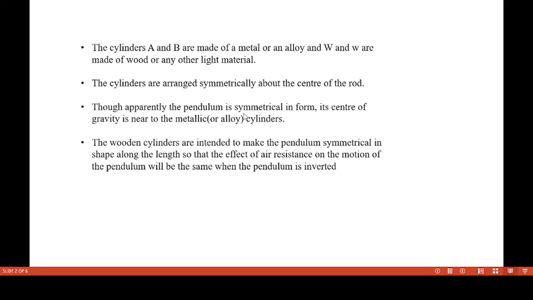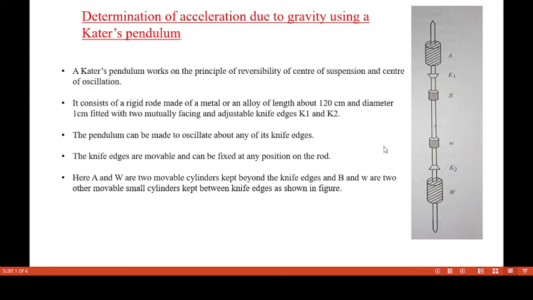So even though the pendulum seems symmetrical, that is, we have two symmetrically shaped cylinders on either side of the pendulum, the weight is not balanced. That is, one side has alloy or metallic cylinders and the other side has cylinders made of wood or any other light material. So its center of gravity will not be exactly at the center. It will be shifted towards the metallic or alloy cylinders where the weight is higher.